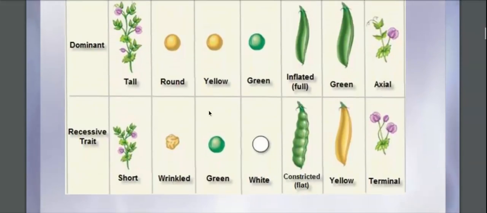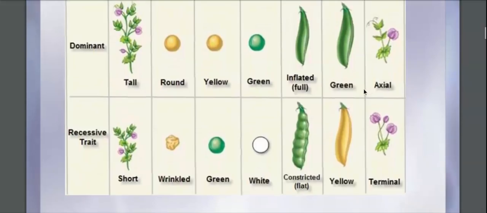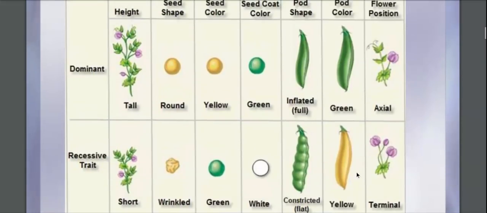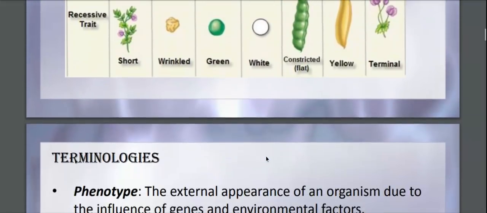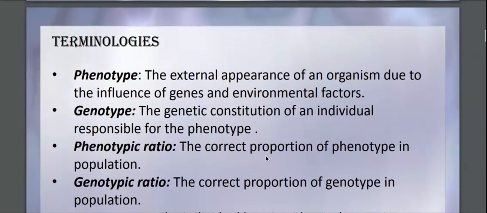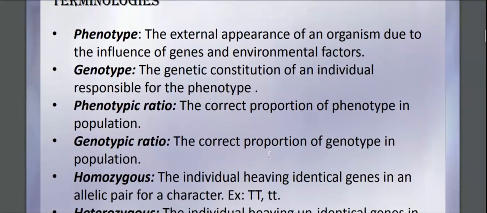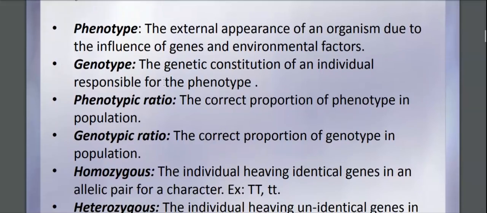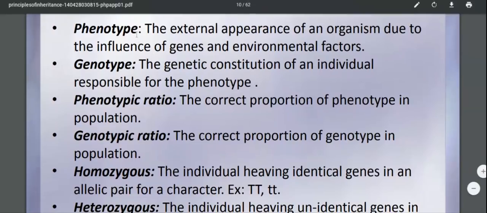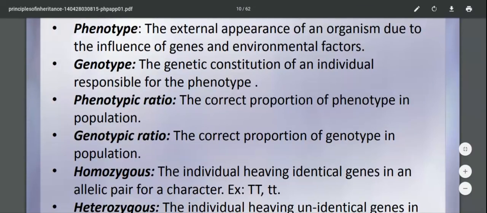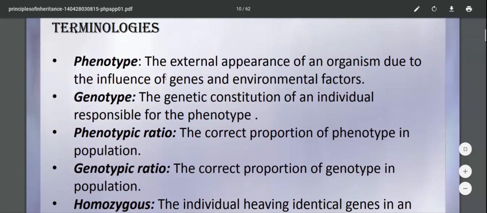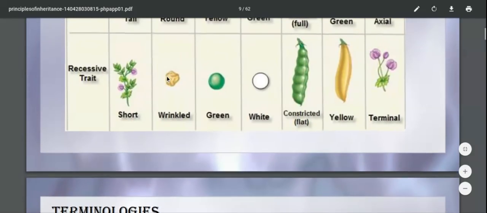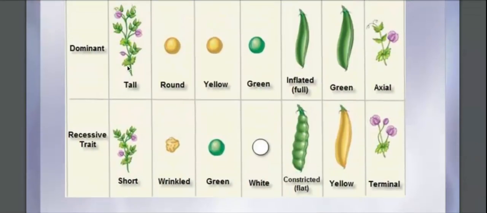So I hope you've understood the seven traits that he chose and the alternating forms of the traits. Clear? Then again, we need to familiarize ourselves with certain terms. So we will be coming across these terms in the next slide. So I want you to remember these terms. First is phenotype. So the best way to explain phenotype is, if we go back to the slide, if I ask you this particular plant, what is the phenotype?